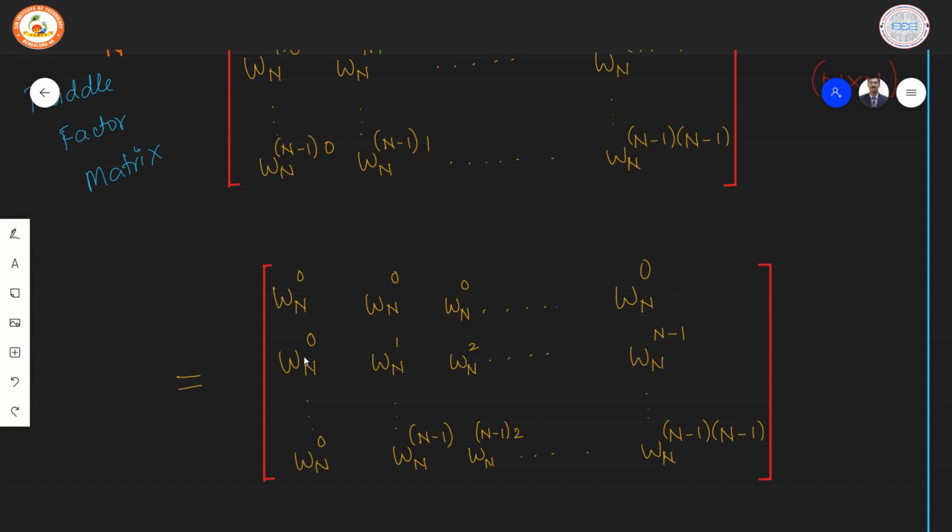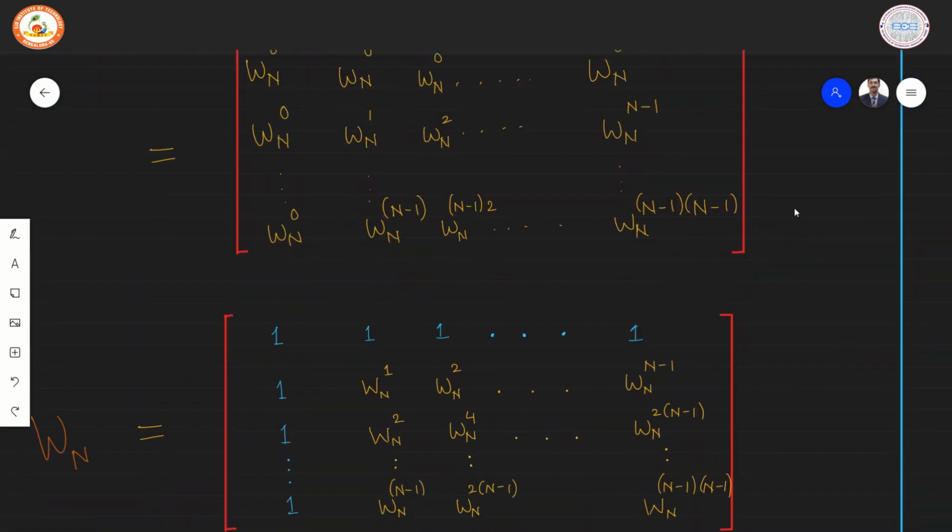The second row we can observe has powers which are multiples of 1. So the powers are 0, 1, 2, and so on. The last term is n minus 1. The third row will have powers which are multiples of 2. Next, we'll have multiples of 3, and so on. This is how you can remember the pattern in the twiddle factor matrix.